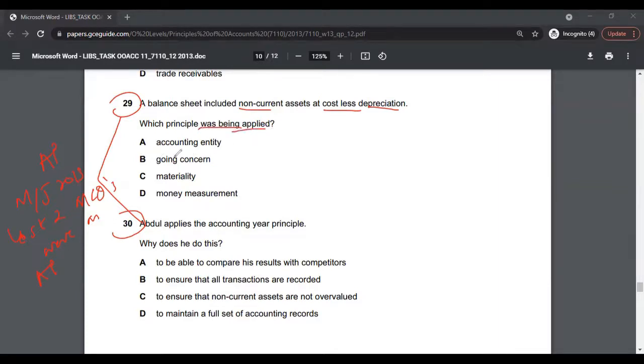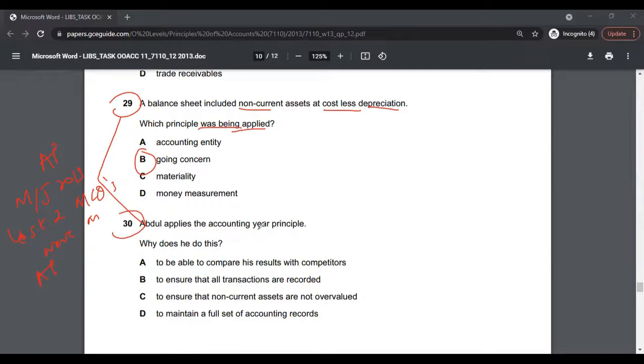The answer to multiple choice 29 is actually option B, going concern, because if the business is not expected to continue, they are not expected to depreciate as well. So if the business is depreciating the asset, there is an underlying assumption that the business is going to be continuing for the foreseeable future.